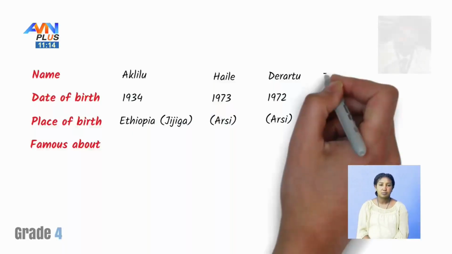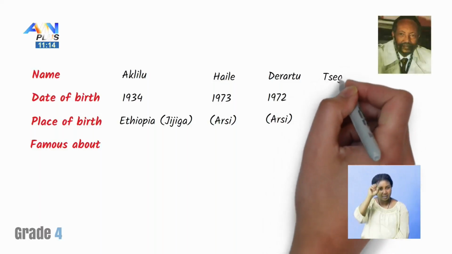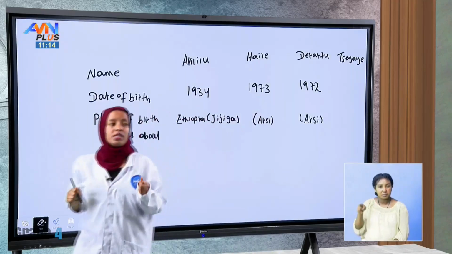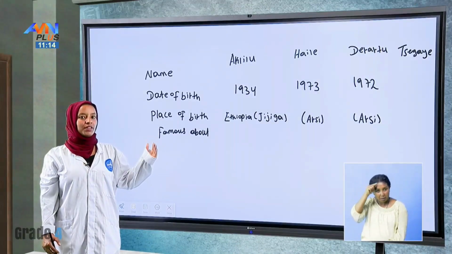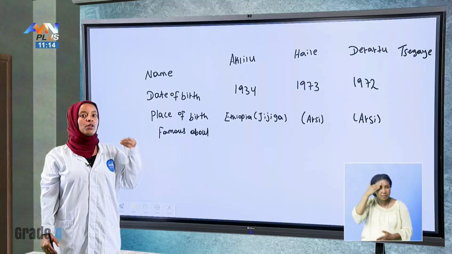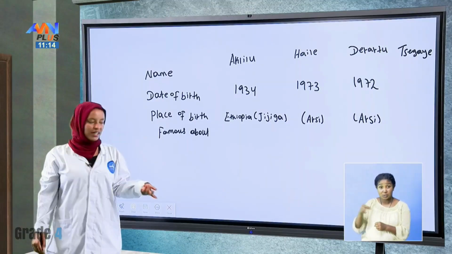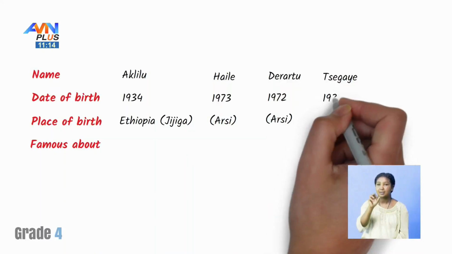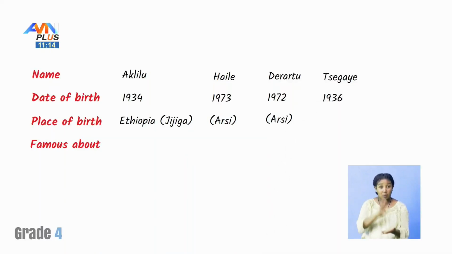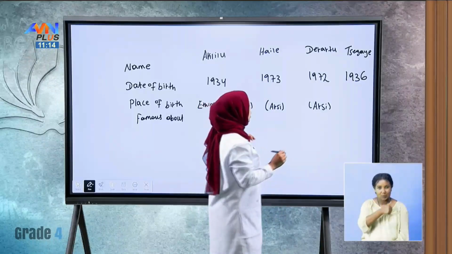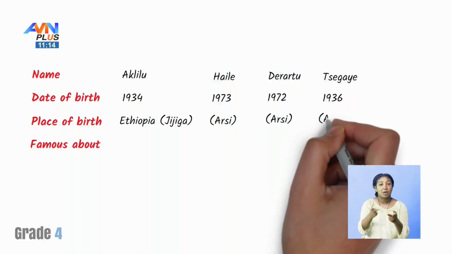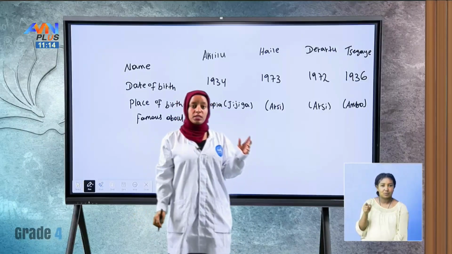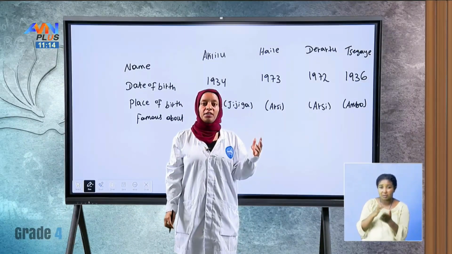The next one is Tsegaye Gabremedhin. He is a famous writer and also playwright. He has famous poetic works. He was born in 1936, in Ethiopia, close to Ambo. He is also a famous writer and playwright.